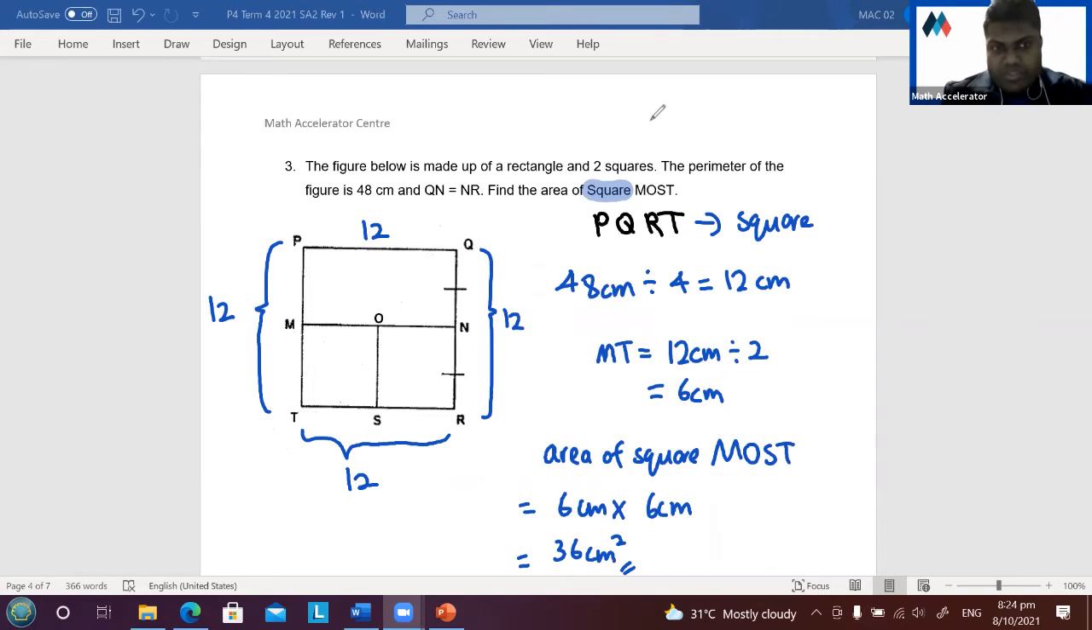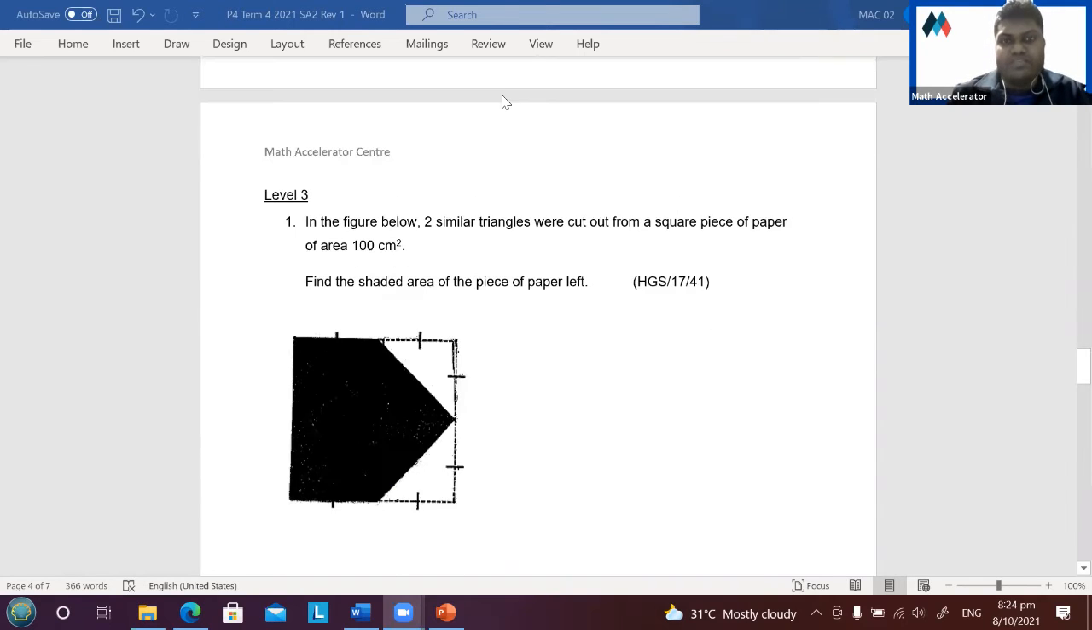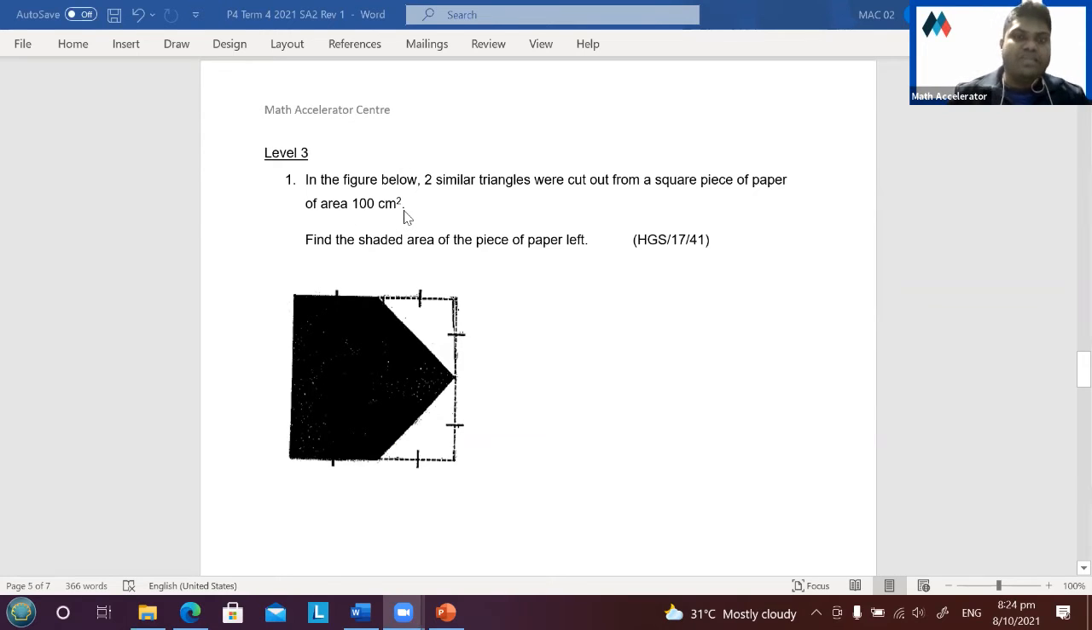Okay, now I'm going to move on to the next question. Now we are entering into level 3. In the figure below, 2 similar triangles were cut out from a square piece of paper of area 100 cm squared. So find the shaded area of the piece of paper left. Okay, so there are many ways to do this, but there is one easy way.